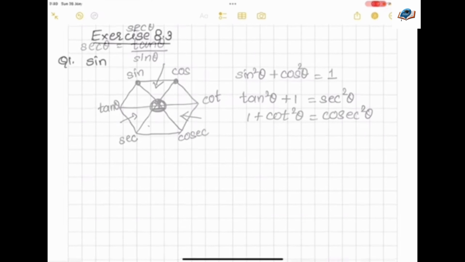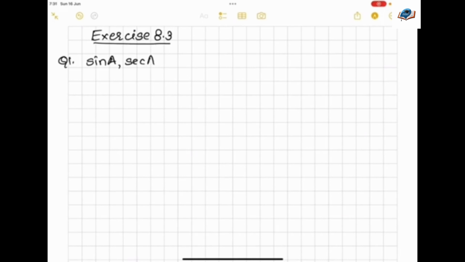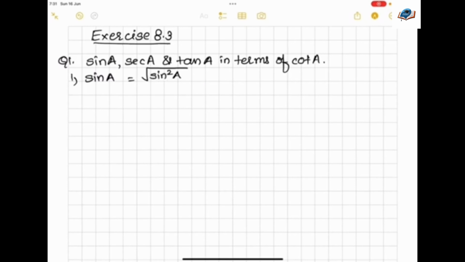Now exercise 8.3 question 1 says express sin A, sec A and tan A in terms of cot A. I have to find all these relations in terms of cot A. So first sin A. So sin A means root of sine square A. So now sine square I can write 1 upon cosec square A.